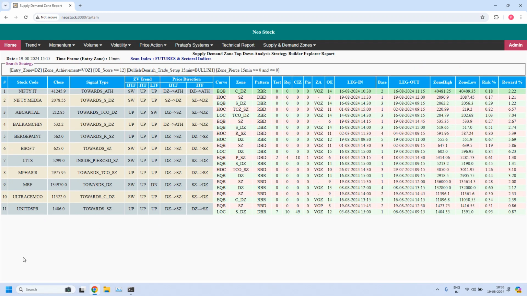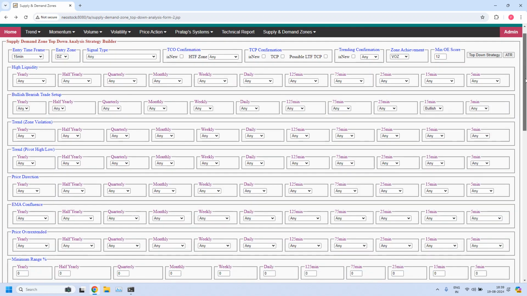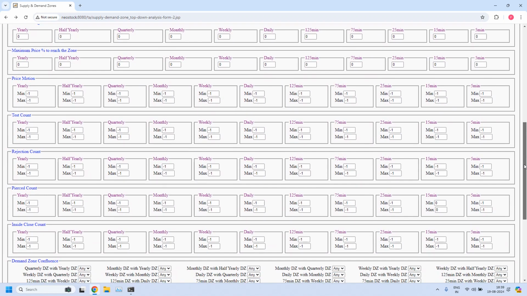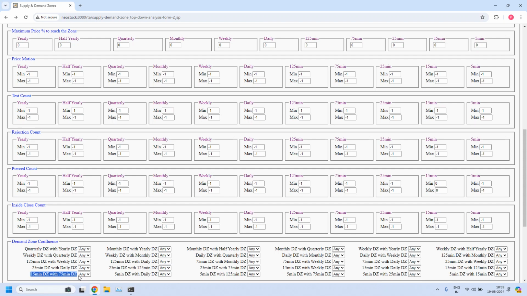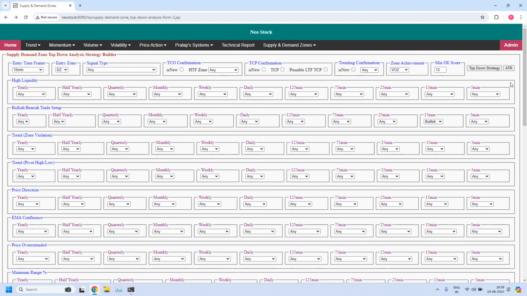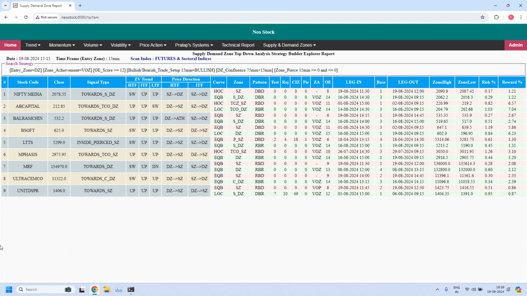So 11 stocks are filtered. So these 11 stocks are supporting bullish trade setup for daily income trade. Now let's verify, out of these 11, how many are having confluence with ITF time frame. So here LTF is 15, so ITF is 75 minutes. So 75 minutes demand zone confluence for 15 minutes. So here we have 15 minutes demand zone with 75 minutes demand zone. I enabled the option. Let's verify. Out of 11, 9 stocks are having confluence with 75 minutes time frame.